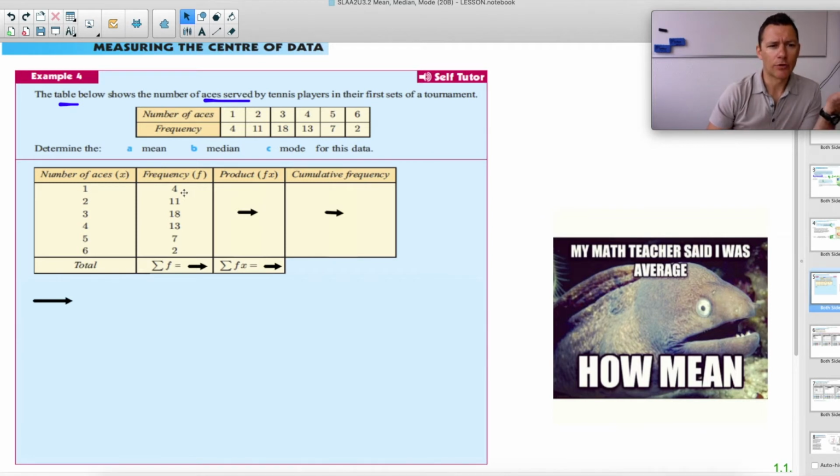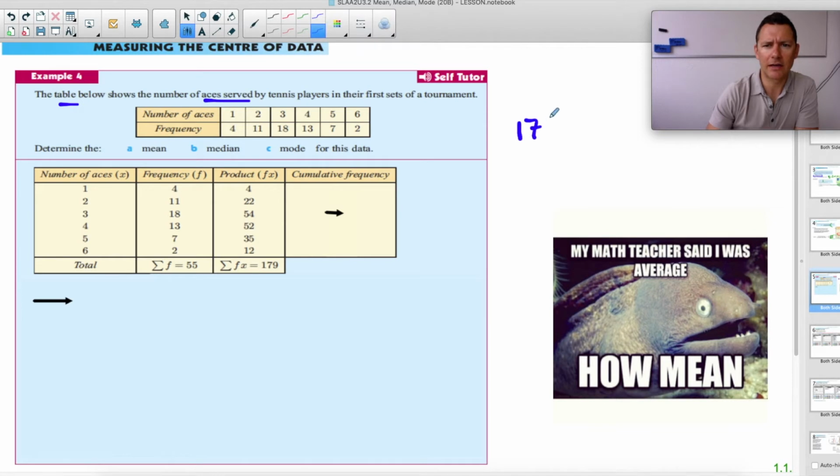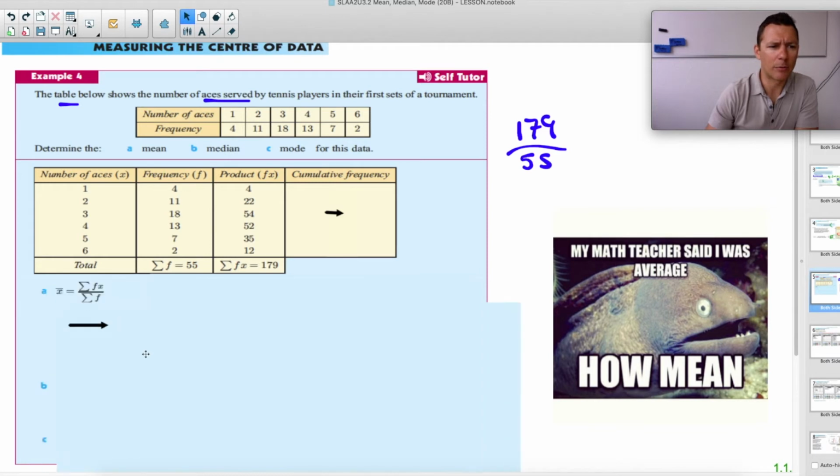Overall, if you add all these up, we're talking about 55 tennis players. 4 people served 1 ace, so that's 4 aces accounted for. 11 people served 2 aces, so there's 22 aces counted up, etc. And if you add those all up, you end up at 179 aces served. So if we divide those two, 179 aces over 55 people, you end up with 3.2 aces each, which seems like it'd be right.